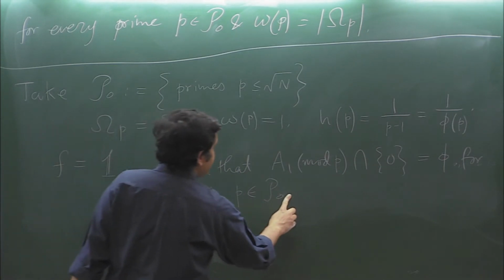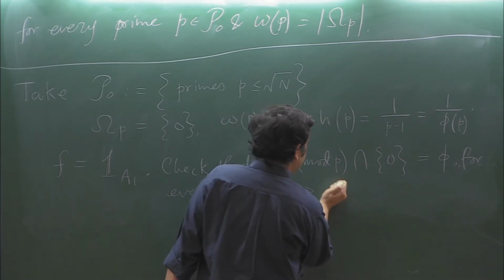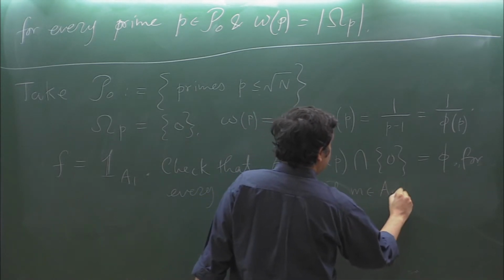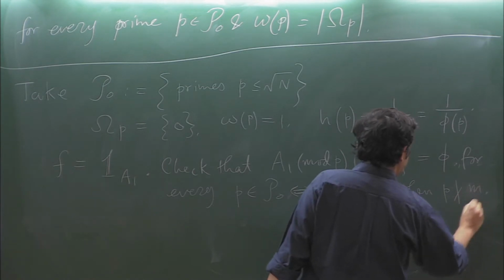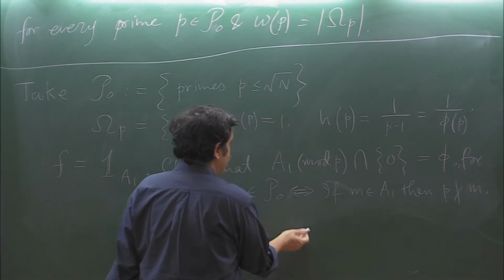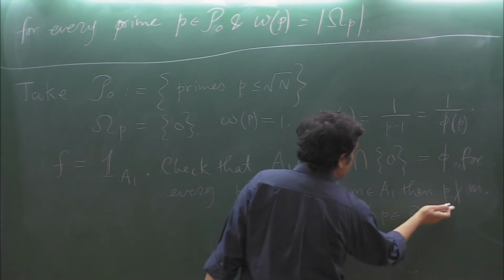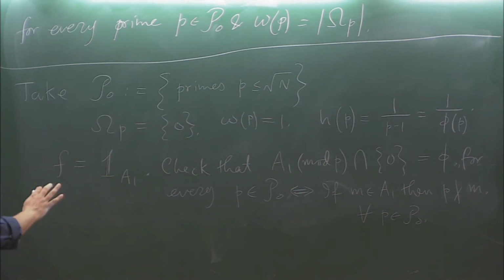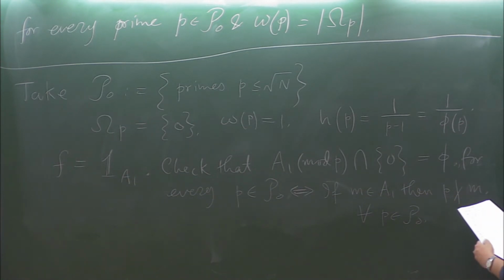So this condition is the same thing as saying that if m belongs to A1, then p does not divide m. And that is true for all p in P naught, because these m's are prime numbers larger than square root n. So now we can apply Montgomery's lemma, and what it tells you is the following.